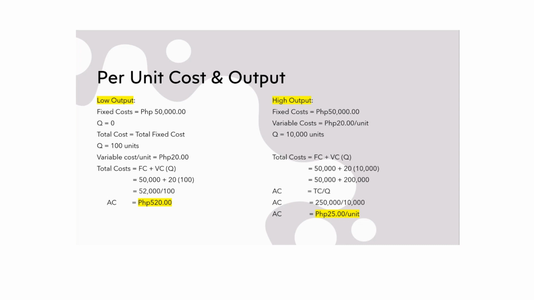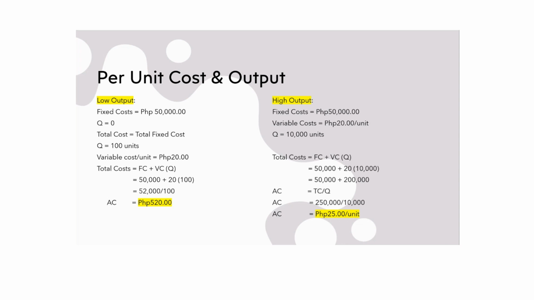So if there's 0 output, variable cost is zero. Marginal cost is zero. Therefore, total cost will be equal to the total fixed cost. No other cost will be considered. This means that the firm still has to pay fixed cost. So this is already a loss incurred by the firm if there is no production, because no production, no revenue.